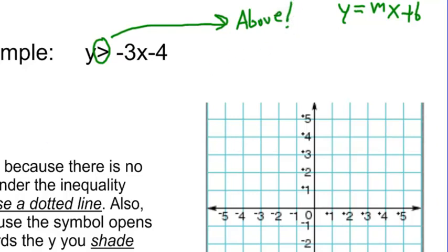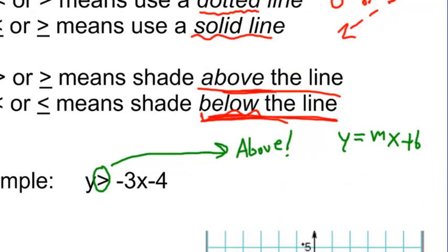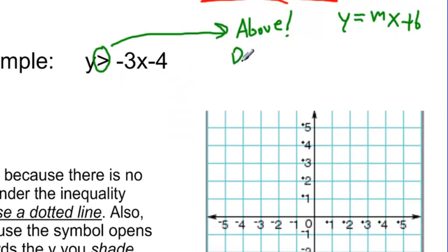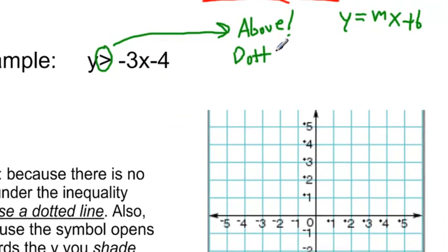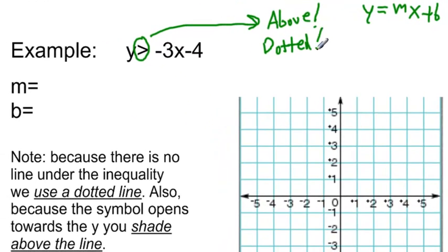And do we want to use a dotted or solid? Well, because there's no line underneath, we want to use a dotted line. So we use a dotted line. Dotted line is kind of saying, I don't want to include the line, but I want to go right up to it. Not including it, but right up to it. So let's look at what our m and our b are. What is our slope? Our slope is -3 over 1 if you like. And our b, or y-intercept, is -4.